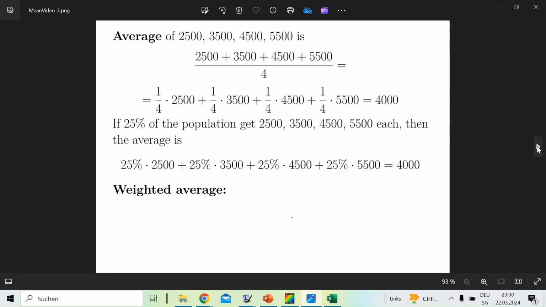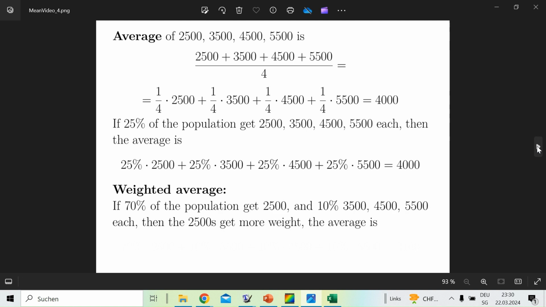Okay. Next, we need to go to weighted averages. So weighted averages are not averages really, but again, a little different. So let's assume we have still 4 classes and 70% of the population gets 2,500. And 10% 3,500, 10% 4,500, and 10% 5,500.